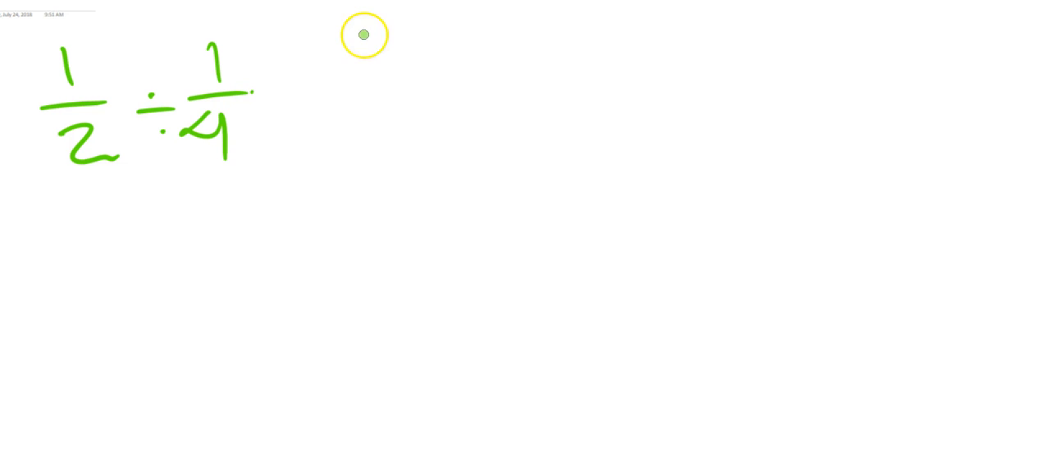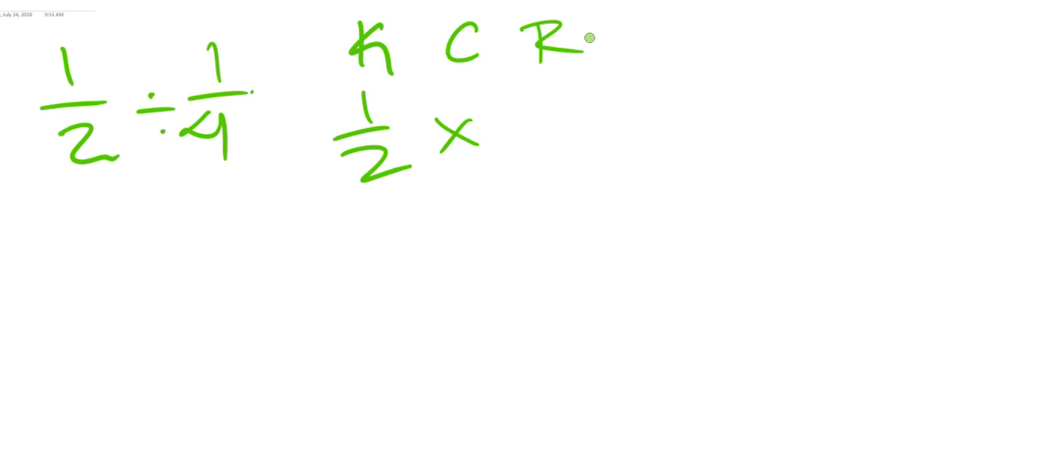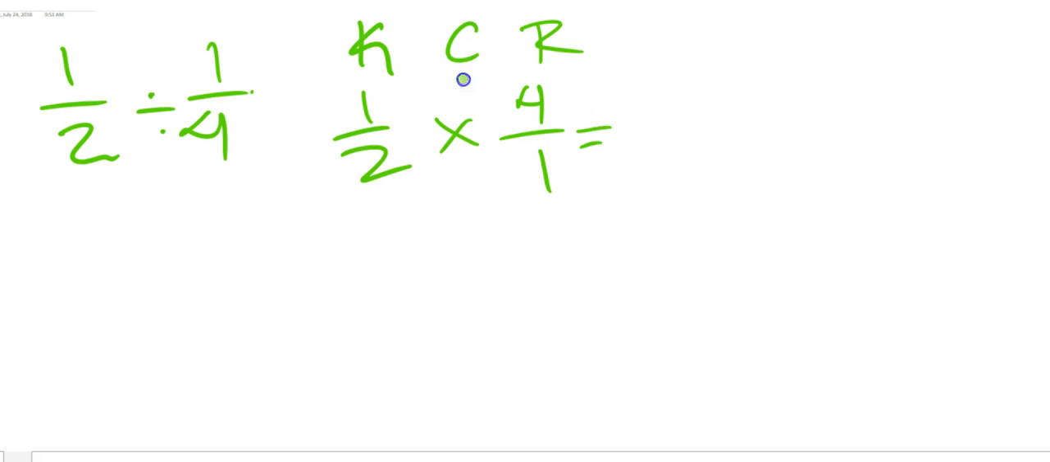Take your first fraction and you keep it. So our first fraction was 1/2, so we keep it 1/2. Then we change that division to multiplication. Now, instead of flip, this is where we say recip. So basically, when you're flipping that fraction like you did in 5th grade, you're multiplying it by what's called the reciprocal. It's really just fancy math talk, but it means the same thing as keep, change, flip. So whatever you want to use, use.